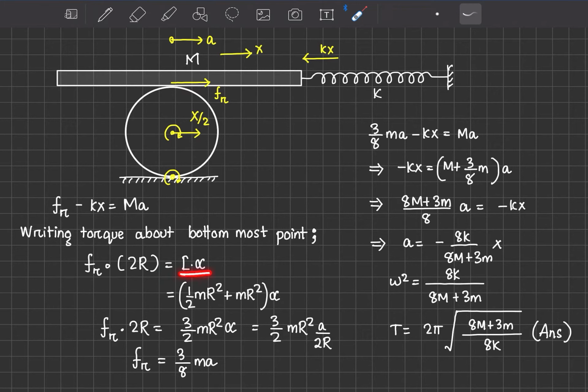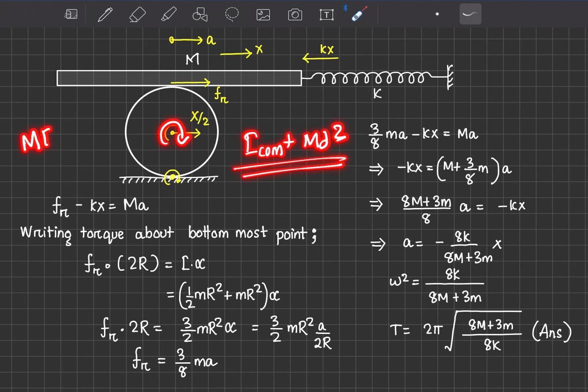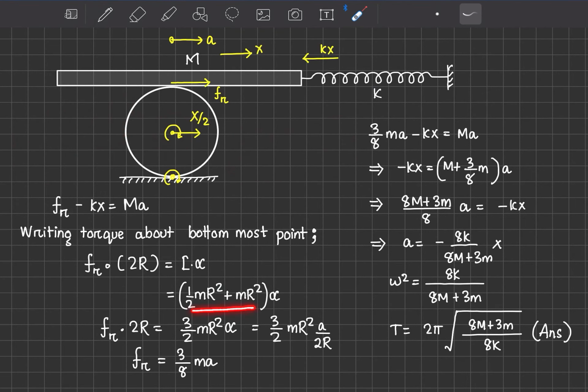So for this I alpha, we are writing the moment of inertia I about the lowest point on the disk, and the moment of inertia about this point will be I_COM plus md square by the parallel axis theorem. For the disk, I_COM equals mr square by 2, and in md square, d is the distance that the axis has shifted, right? So here the axis has shifted by r distance, so mr square. So we are getting the moment of inertia as half mr square plus mr square, which is 3/2 mr square.